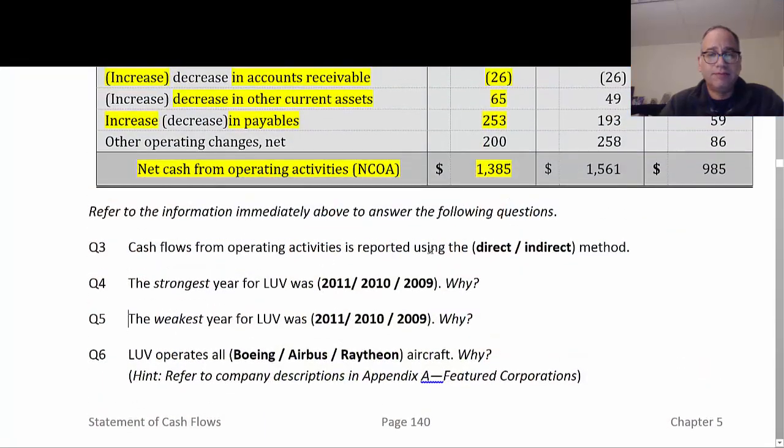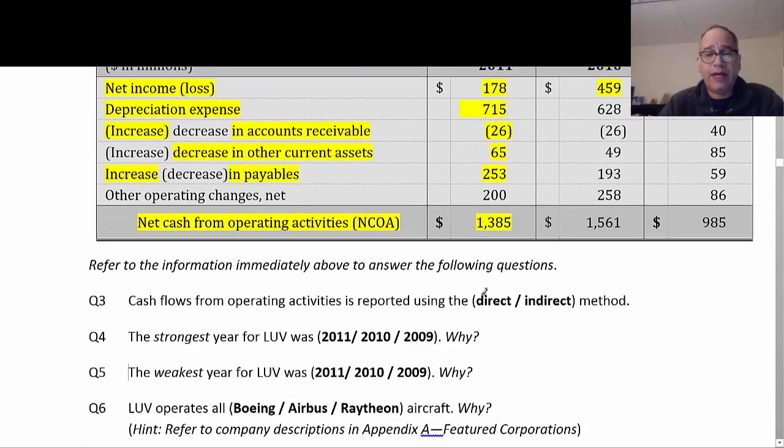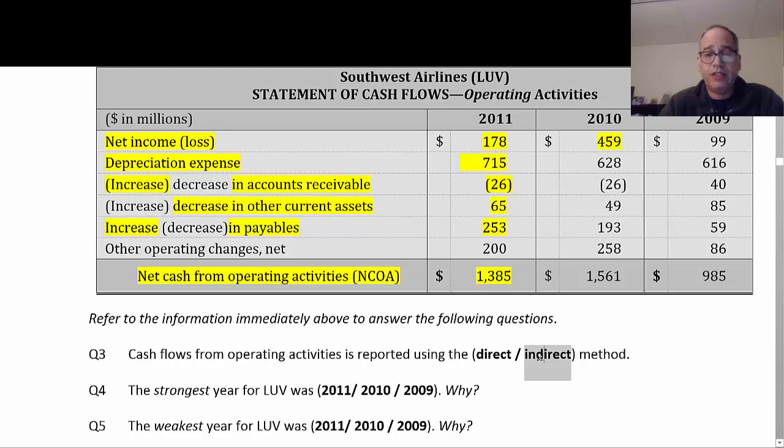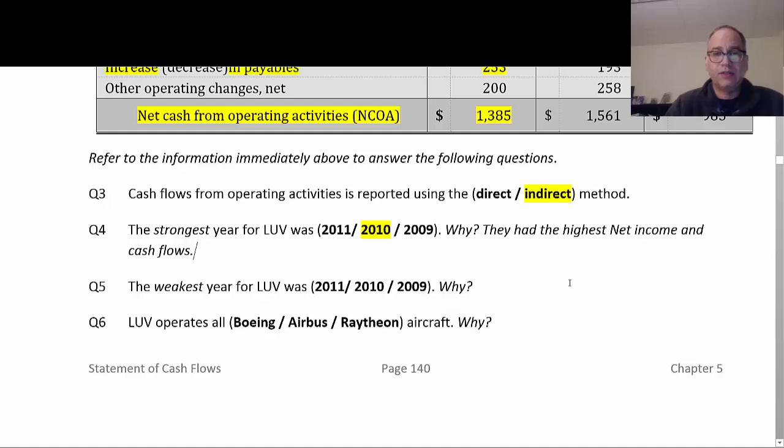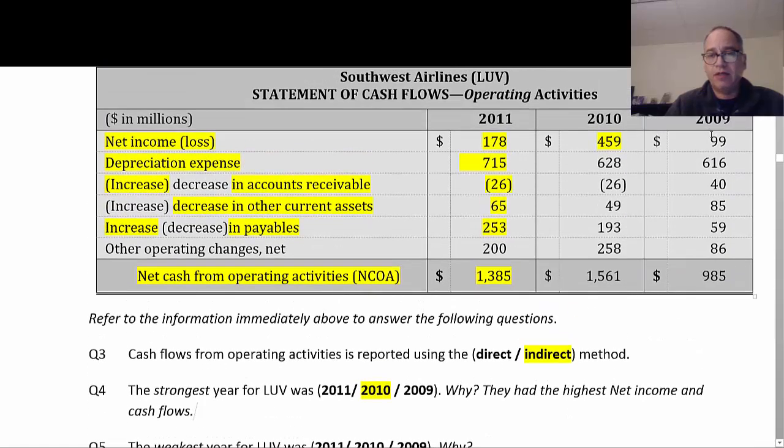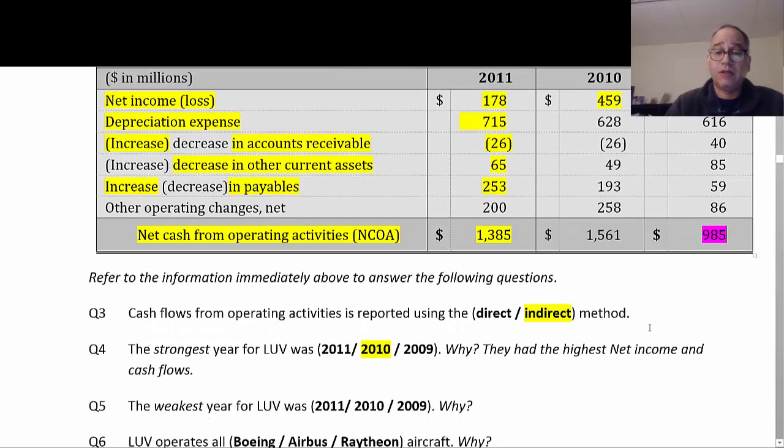Great job. So now, cash flows from operating activities here is reported using the indirect method. The strongest year for Southwest Airlines was, and I said, 2010. Why? Because they had the highest net income and cash flows. The weakest year for Southwest was 2009 because they had the lowest income and the lowest cash flow.